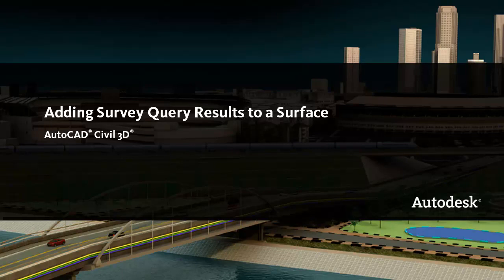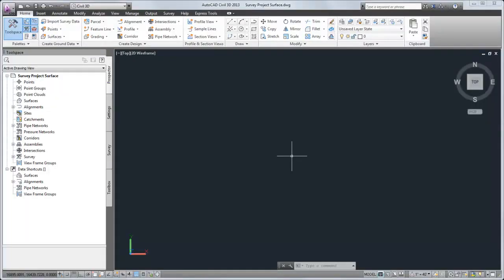In this video, I'll show you how to use the results of a survey query to build a surface in an AutoCAD Civil 3D drawing. The survey points and figures that are found in a survey query can be added to a surface definition either as static drawing objects or as a dynamic reference to the survey database. In this video, I'll demonstrate both methods.